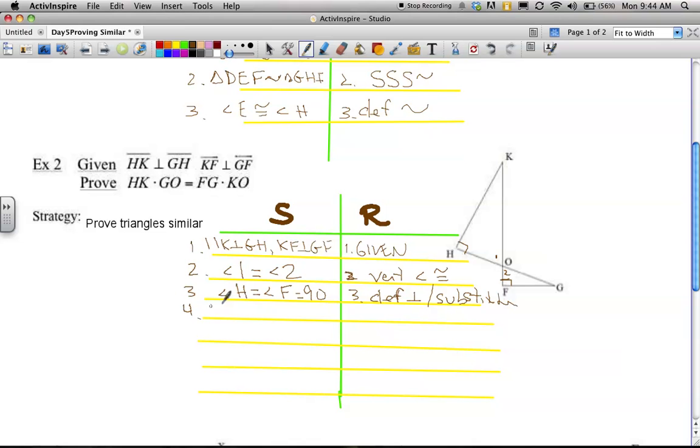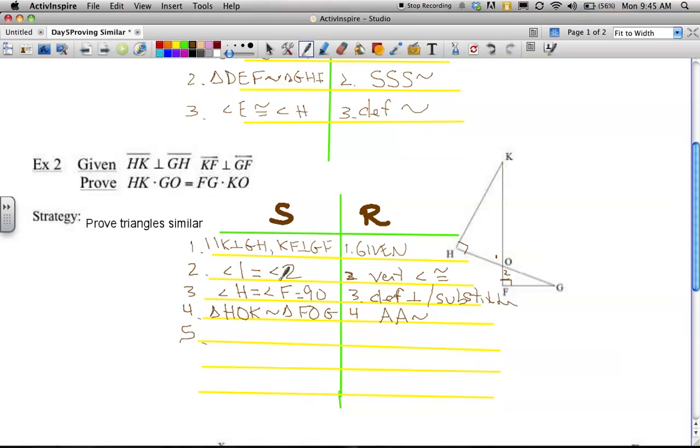The next step would be to show these two triangles are similar. Again, similar. Be careful. So let's start with HOK. And now we want to line up angle H with angle F and angle O with angle O. So we've done that. And that is angle-angle similarity.